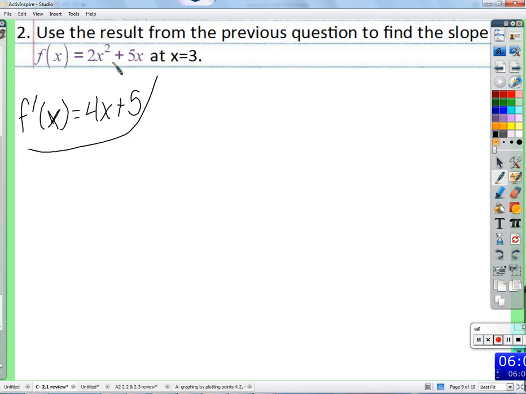Plug in 3, and the slope is? Right, f prime of 3 means the slope of f at 3. There's a lot of information in that little thing. It's pretty cool. And then, 12 plus 5, 17. That's the slope at 3. It's the slope of the tangent line to f at x equals 3. Good? Any questions?